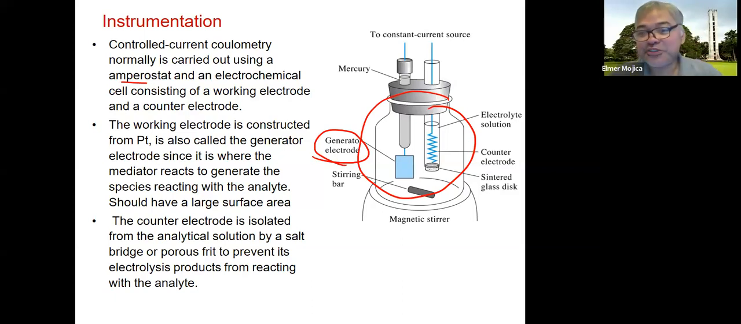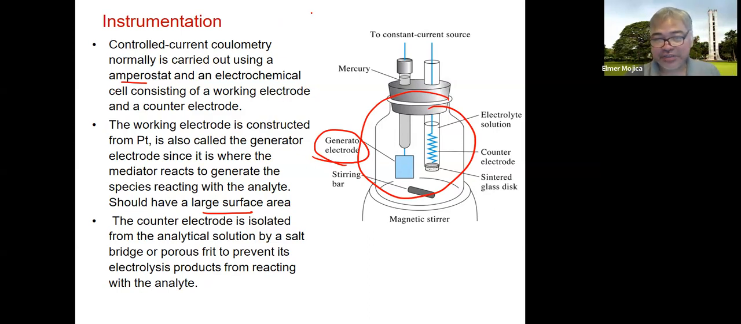Remember, your sample is in the solution. So what you're going to do is react that sample in your solution with something from the electrode. So usually that's your working electrode or the so-called generator electrode. And one requirement that you have there is a large surface area. Why does it have to be a large surface area? What's the practical purpose of having a large surface area? Anyone? So you can have the reaction.